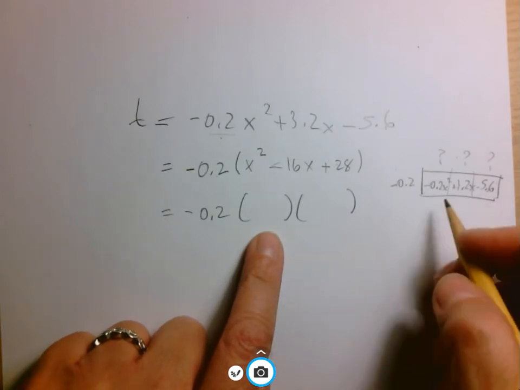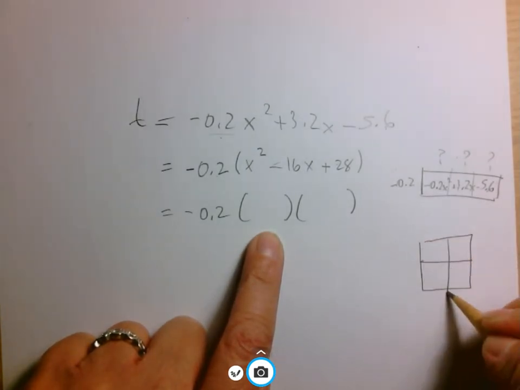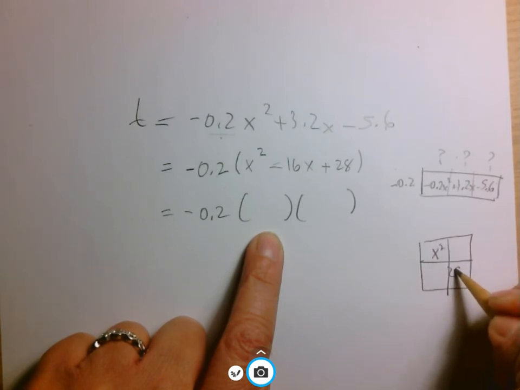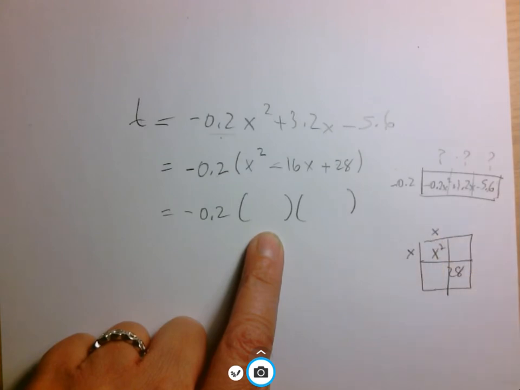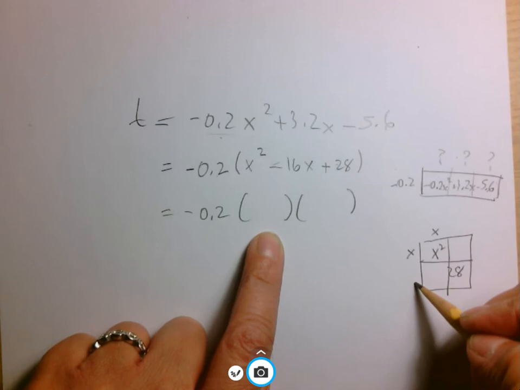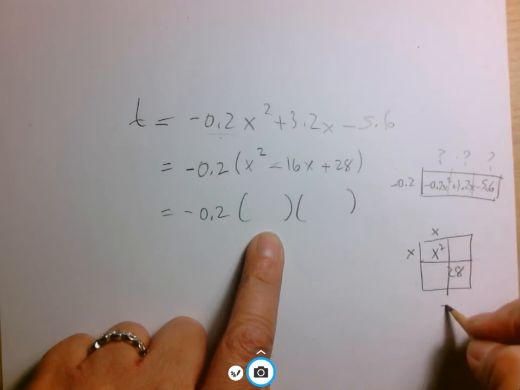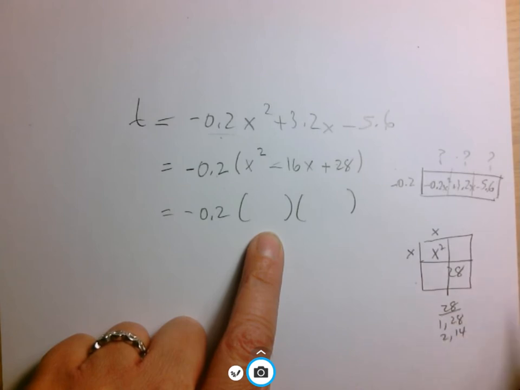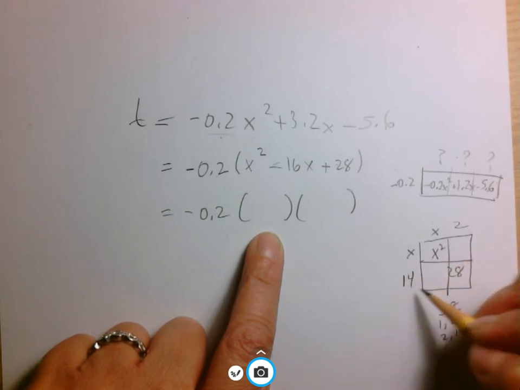So if you're using the window method, I'm going to need to find these numbers that go on the outside for length and width. So I know I have x and x. I'm going to need to find two numbers that multiply to 28. But when I add them, I'm going to get negative 16. So what goes into 28? Let's see, 1 and 28, 2 and 14, and I think that's it. Yeah, that's it. So 2 and 14.